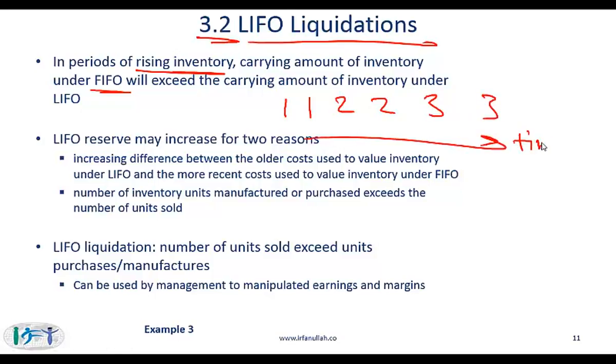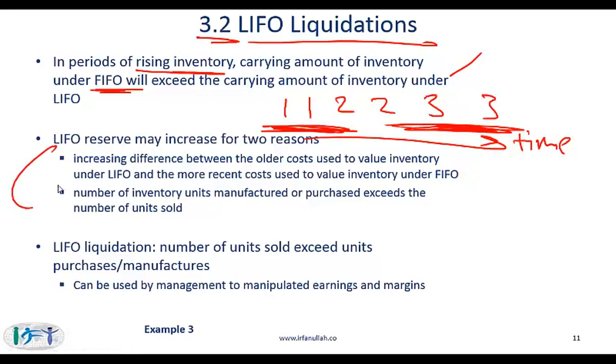So this is time. In periods of rising inventory, which means that your inventory balances are increasing, and let's say that you are using the FIFO method, then you are selling the low cost inventory. Your inventory balances are rising, which means that inventories that are valued higher, those balances are rising. So the difference between FIFO and LIFO keeps increasing. And the difference between FIFO and LIFO is the LIFO reserve. So that is the straightforward point being made over here.